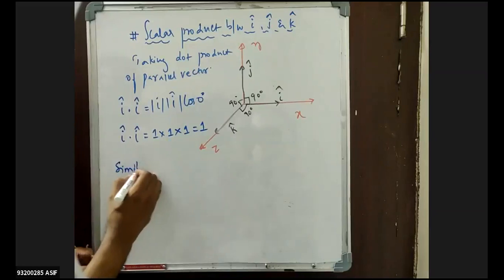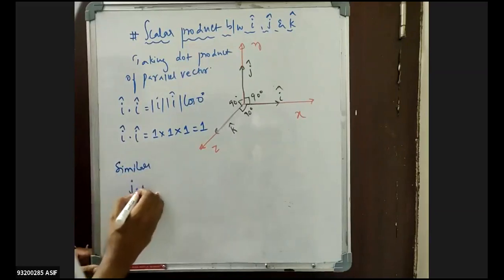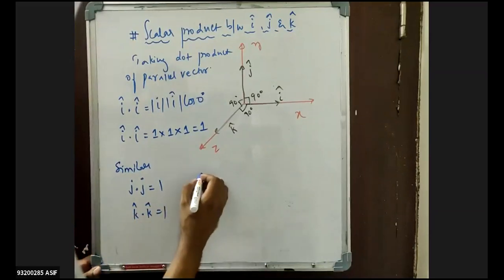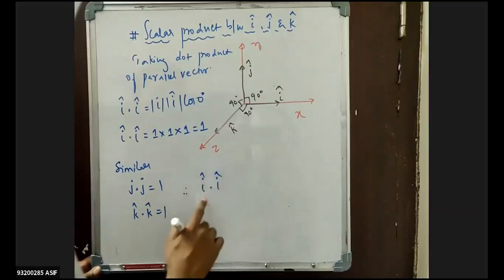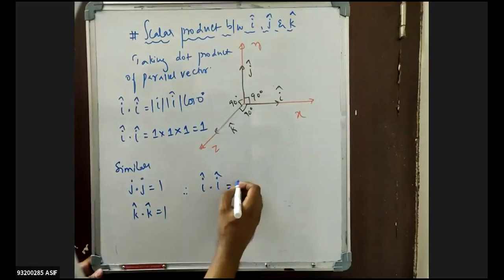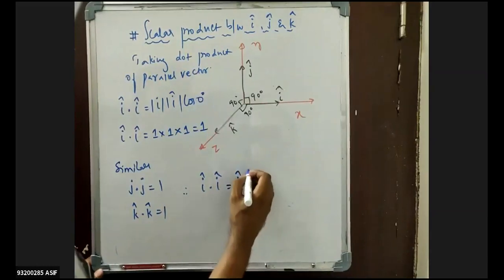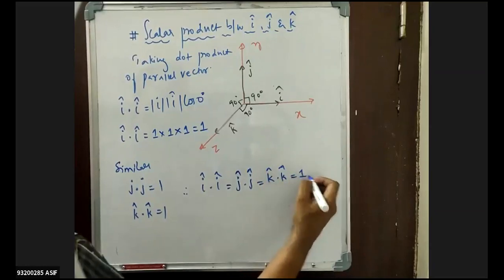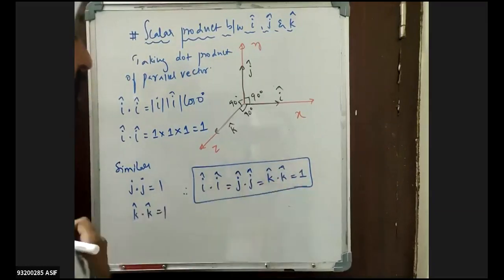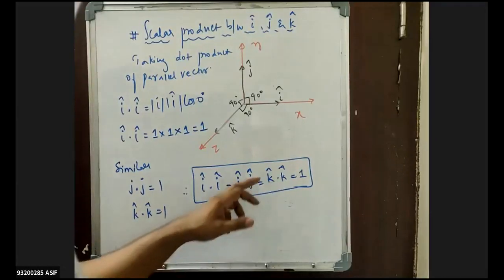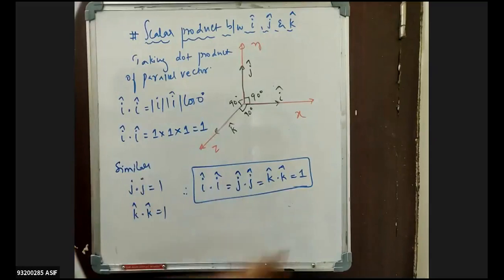Similarly, j dot j is also equal to 1 and k dot k is also equal to 1. Therefore, whenever you multiply i cap and i cap, the value will always be 1. That is also equal to j cap dot j cap, and also equal to k cap dot k cap. So i cap dot i cap equals j cap dot j cap equals k cap dot k cap, which always equals 1.